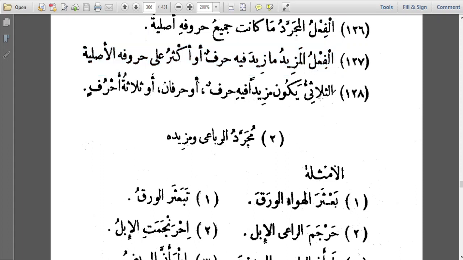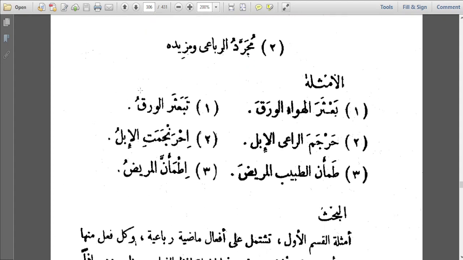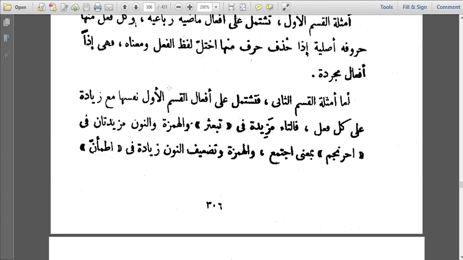And then we come to الثلاثي يكون مزيدا فيه حرف. When you have a ثلاثي, الثلاثي here means the three-letter verb, it can come مزيدا فيه حرف. A letter can be added to it, just one letter, أو حرفان, or 2 letters, أو ثلاثة أحرف, or 3 letters. You can have أربعة أحرف because they have to end with 6 letters. Okay. So this ends this particular lesson. In our next lesson, we are looking at مجرد الرباعي ومزيده, which will be a very short one, inshallah.